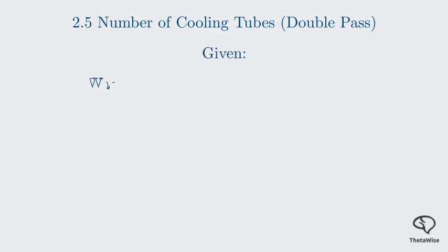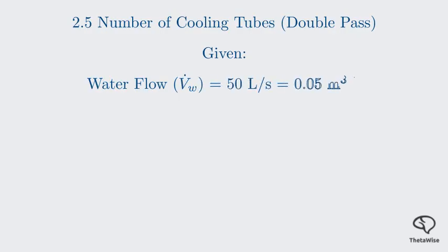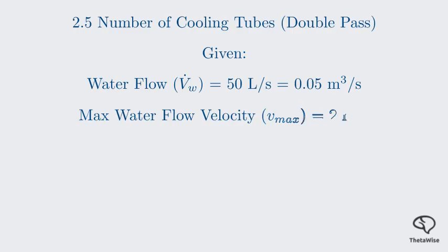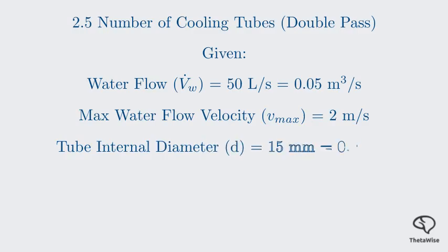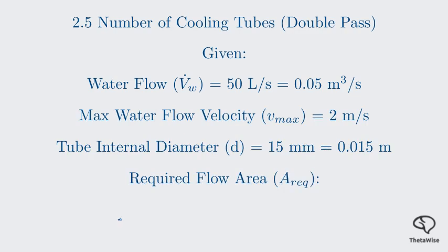2.5. Number of cooling tubes, double pass. Given: water flow, V_W, 50 liters per second, equals 0.05 cubic meters per second. Max water flow velocity, V_max, equals 2 meters per second. Tube internal diameter, D, equals 15 mm, which is 0.015 m. Required flow area, A_req, equals V_W over V_max, which equals 0.05 over 2, or 0.025 square meters.